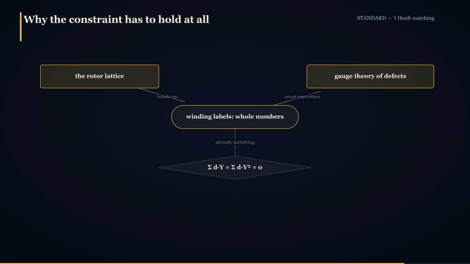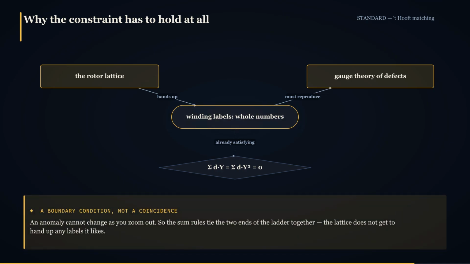There is a nice way to see why the constraint has to hold at all, due to 't Hooft. An anomaly cannot change as you zoom out. Whatever the microscopic theory carries, the large-scale theory must reproduce exactly. Here the microscopic end is the rotor lattice, and the large-scale end is the gauge theory of defects. So the sum rules are a boundary condition tying the two ends of the ladder together. The lattice does not get to hand up any labels it likes.